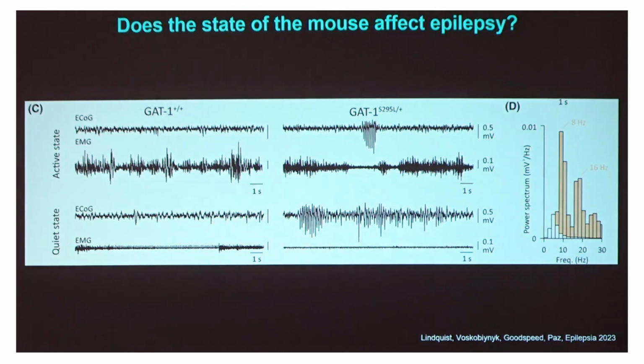So the next question we wanted to ask was, does the state of the mouse affect the epilepsy? So we looked at the active state mice and the quiet state, likely to be in sleep. And what we see, comparing to the wild-type mice here on the left, during active state, we have some of these seizures that are associated with behavioral arrest. But take a look at the quiet state. There's a lot more of this activity in the quiet state in the S295L model. So this is something that we're working on, trying to carefully characterize the sleep in these mice and also look at the epileptic activity during sleep.